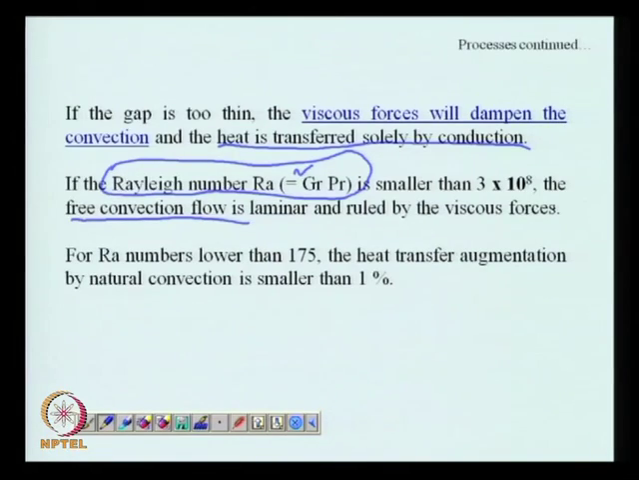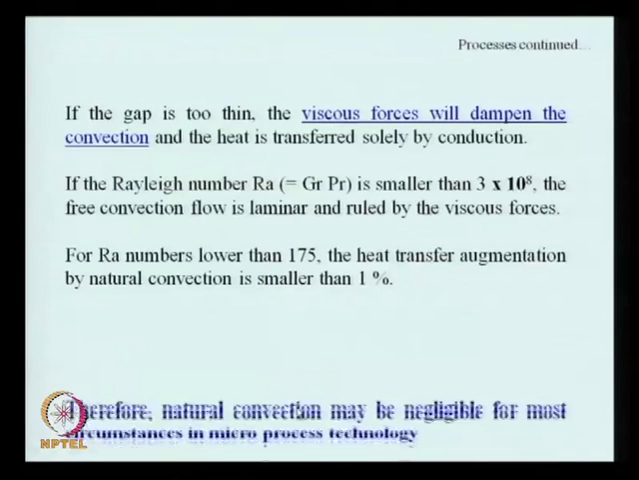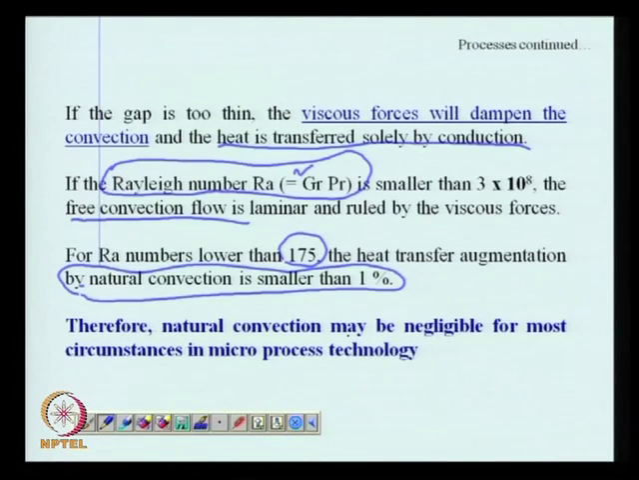It is going to be entirely ruled by viscous forces, and in fact, the Rayleigh number is going to be about 200 or so, and if that is the case, then the heat transfer augmentation by natural convection is going to be smaller than 1% of the total heat transfer. So, this tells us that for most of the cases involving free convection in micro devices, the effect of free convection or natural convection can safely be neglected. So, natural convection is negligible for micro process technology.